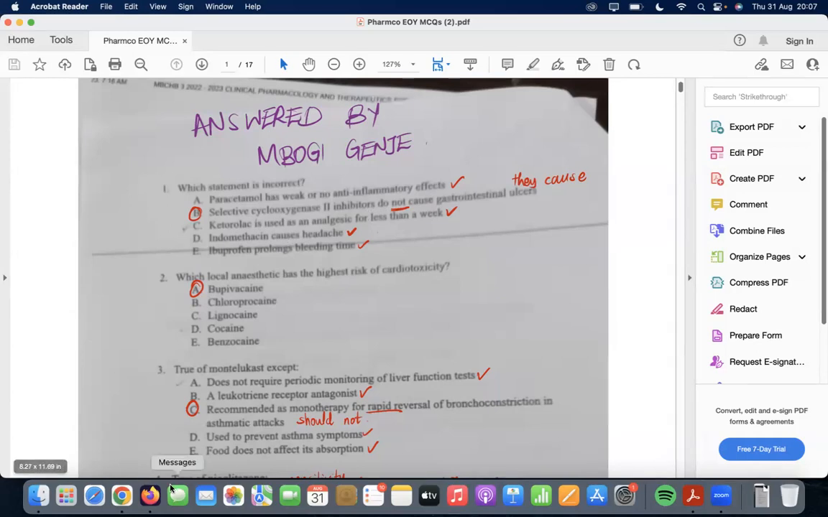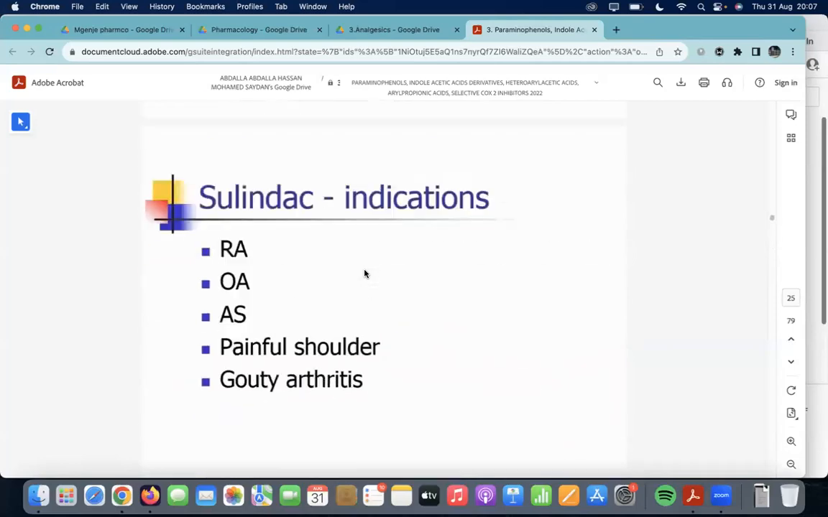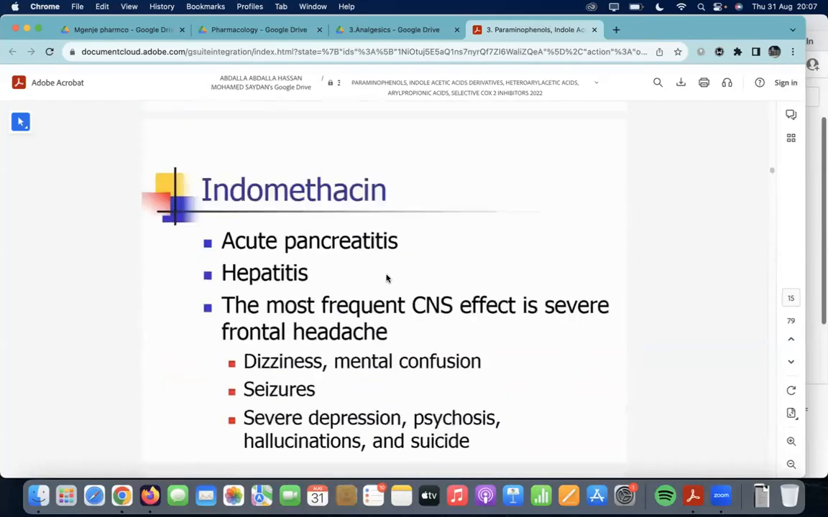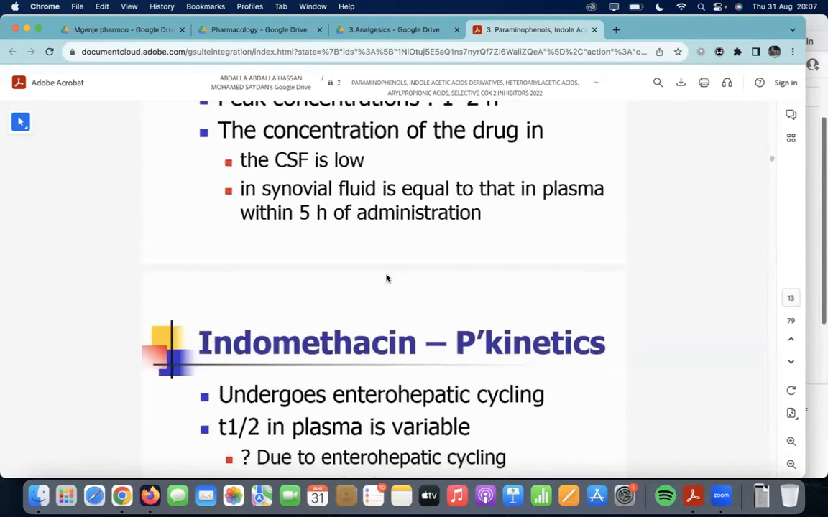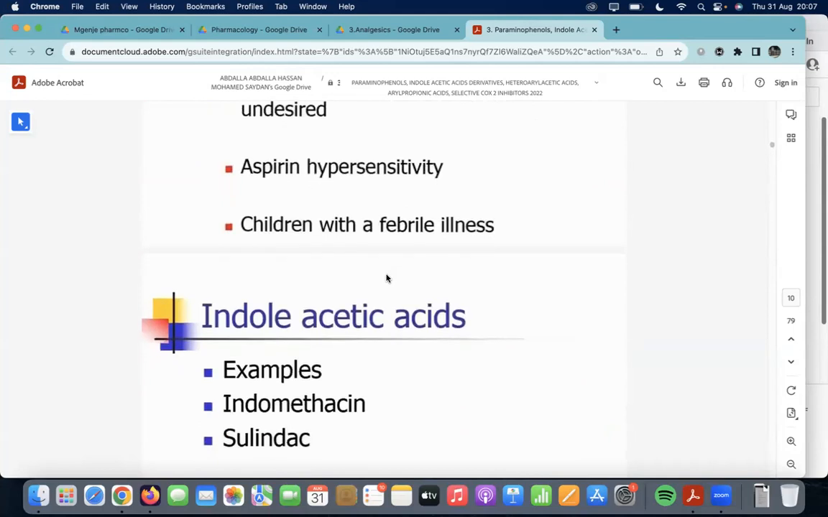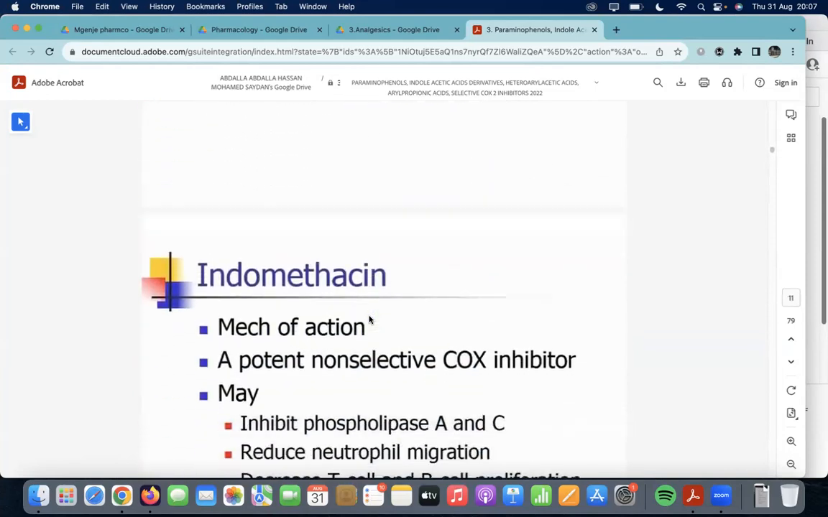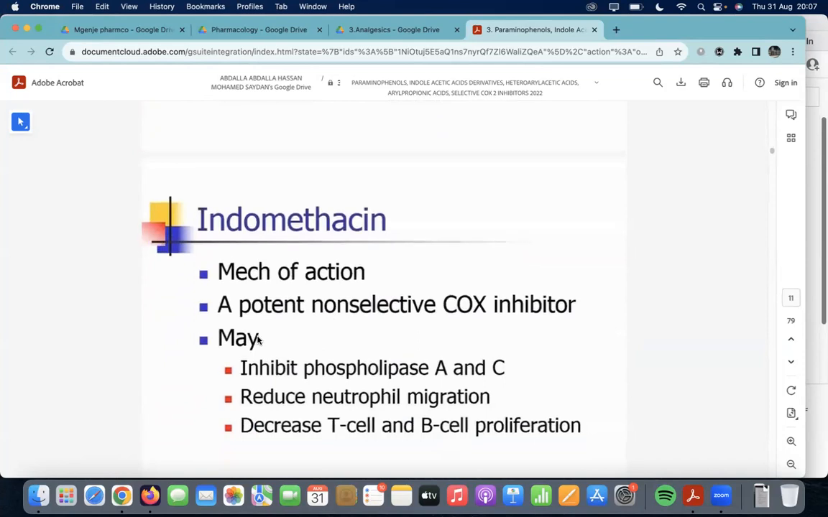So we can go and fact check that in the same PDF, slide 12 to 17. Let's check. Let me just read all of indomethacin. The first thing we need to note about indomethacin is that it is under the class of indole acetic acids. There are only 2 examples given, indomethacin and sulindac. Indomethacin's mechanism of action is a potent non-selective COX inhibitor.